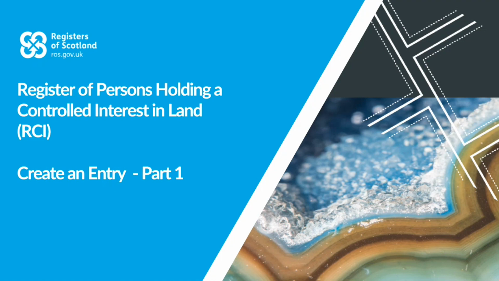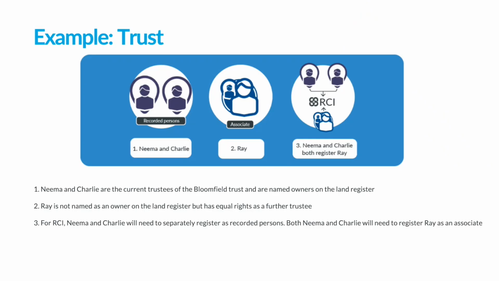This series for Create an Entry does not include those affected by Regulation 23A. We have a video available with more information on that within our knowledge base. We'll be using an example of a trust throughout the 4 videos, which I will talk you through now. Please note that the information and characters used for this example are purely fictitious. Whilst the addresses used are real, they have no known connection to RCI.